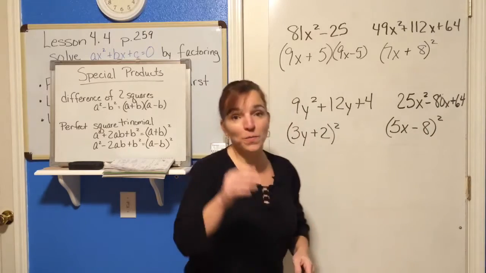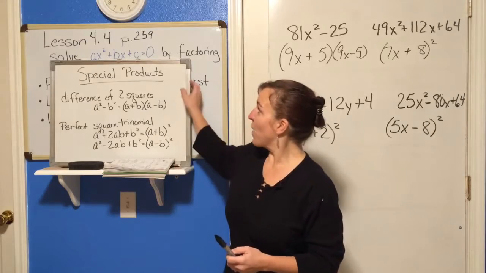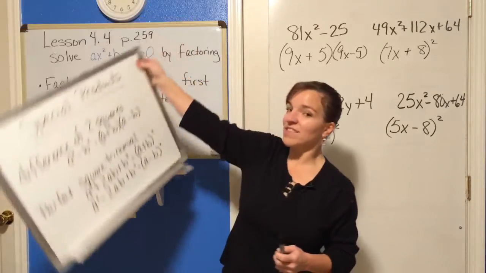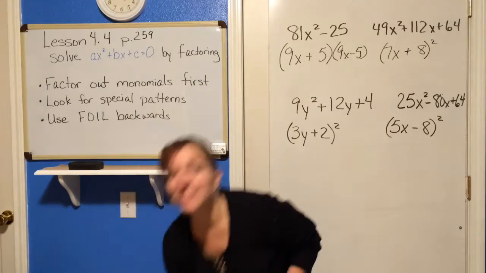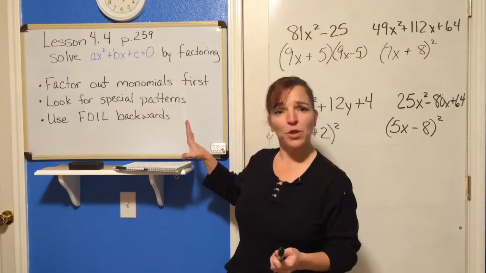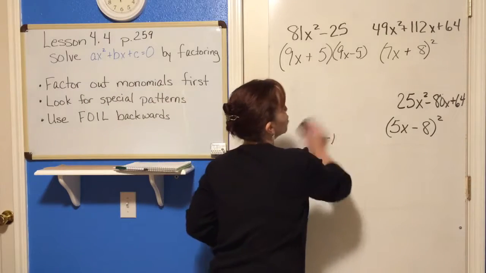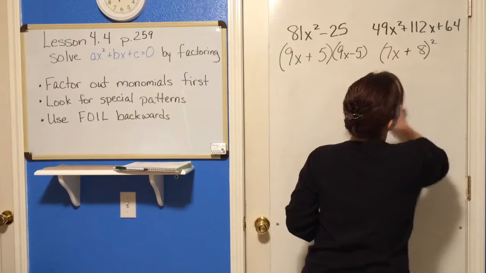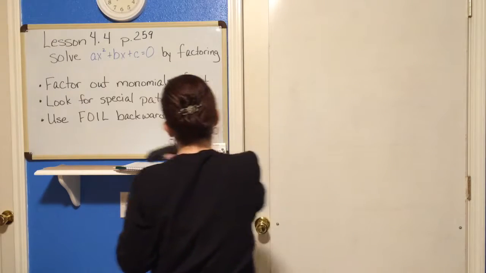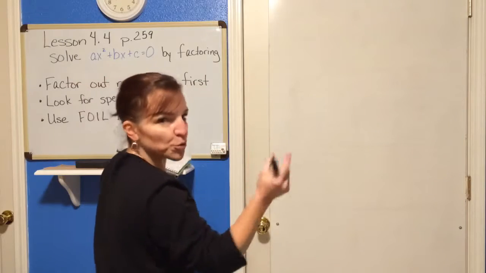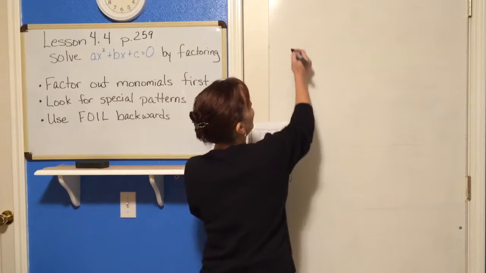All right, so now you know how to factor using FOIL. You know how to use your special products. The last step that I'm going to teach you is actually the first step that you need to do. When you're looking at a trinomial to factor, you want to first see, is there anything in all of the terms, in all of the monomials, that will factor out before you even begin?